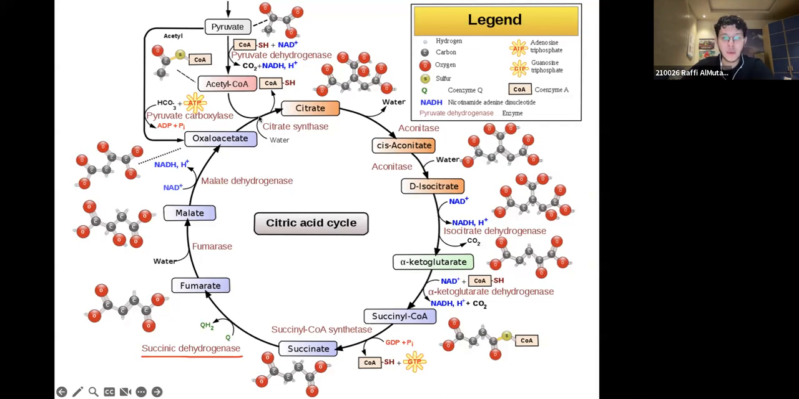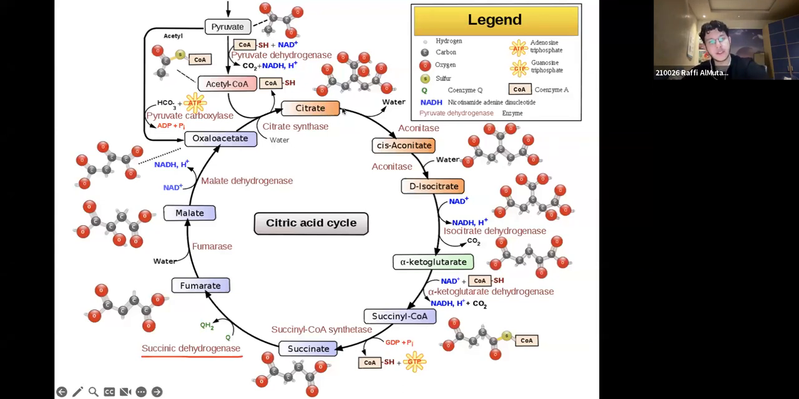First of all, we're going to make citrate. Citrate is the first part of the cycle that we're making. Citrate is made by the enzyme called citrate synthase. And like I said earlier, if you look at the name of an enzyme, there's a very good chance it explains the function. So citrate synthase makes citrate, and it does so by taking acetyl-CoA and oxaloacetate.